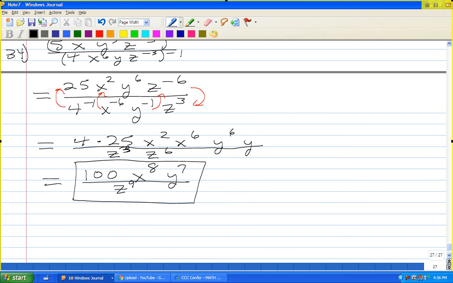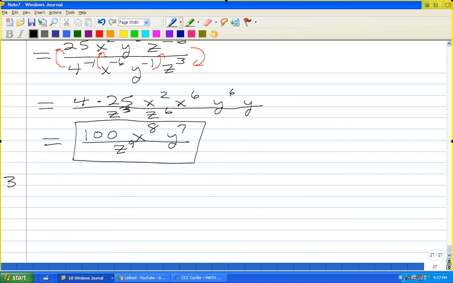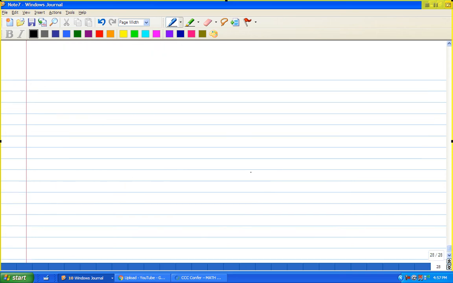Let me do problem number 35. 4 y to the negative 5 x to the fifth, cubed, over 16 x to the negative 5 y to the negative 4, to the negative 1. Okay, so let's raise each of these to the power.